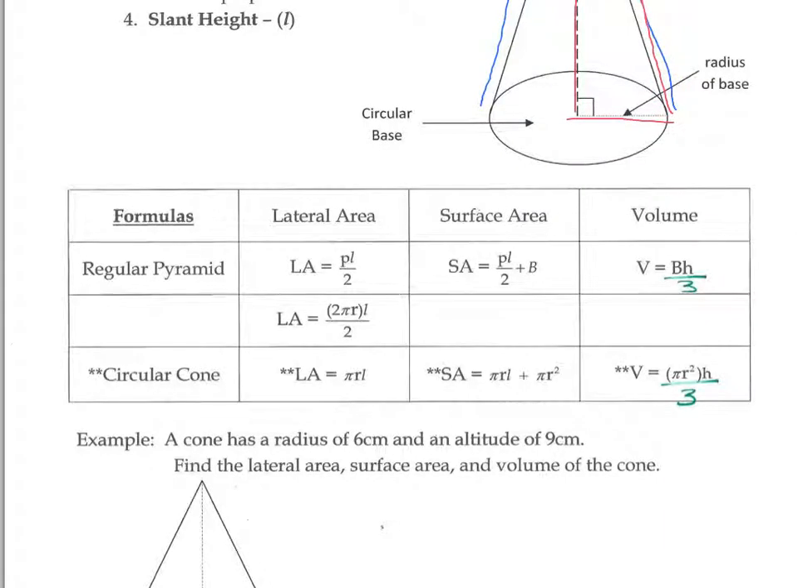Let's look at our formulas again. We're not going to worry about the regular pyramids right now. We'll just look at the formulas for cone. For the lateral area, the formula, you have this in your notes, is pi RL. Pi times the radius times the lateral length, the slant length, not the altitude.